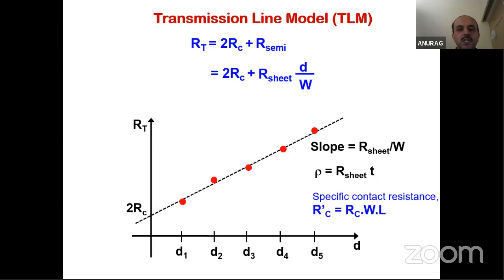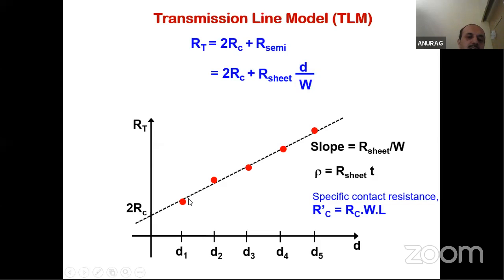I can calculate the sheet resistance if I know the thickness. So here I'm using small t for thickness because W I have already used. So R sheet, thickness I know, I can calculate the resistivity. So even from the TLM method, you can also calculate the resistivity of the sample. But that's not actually the main aim of this method.